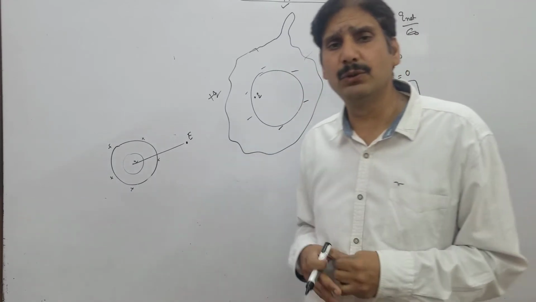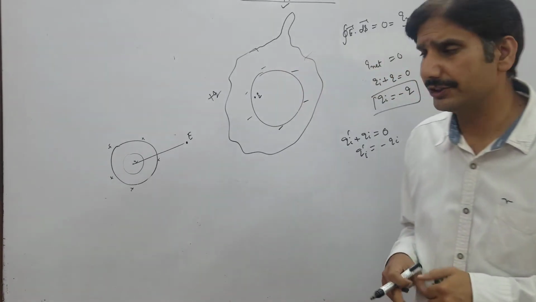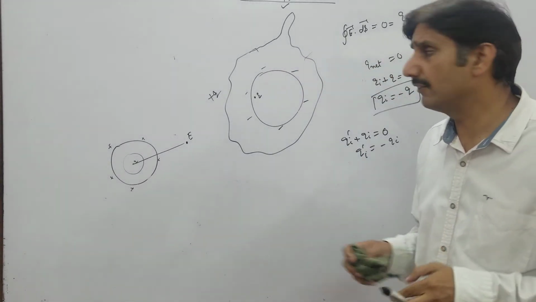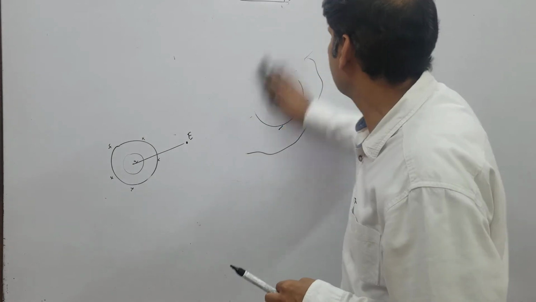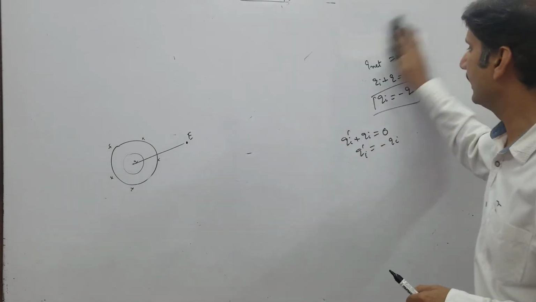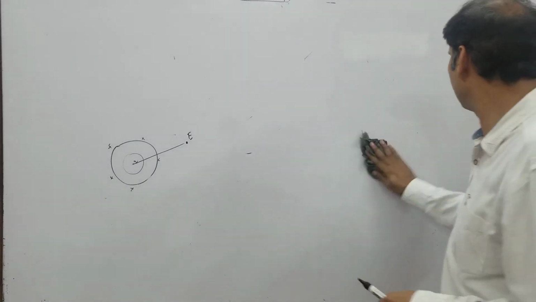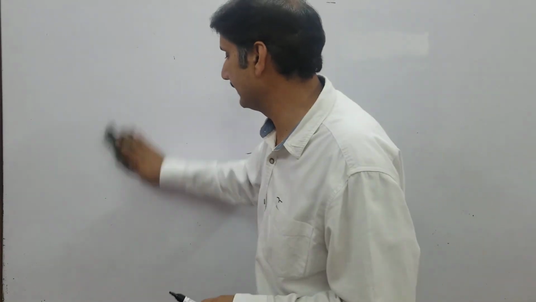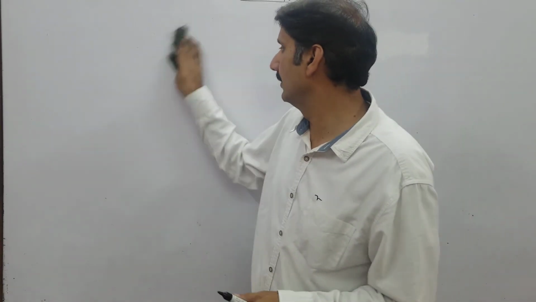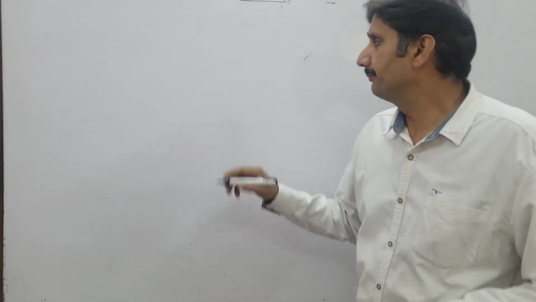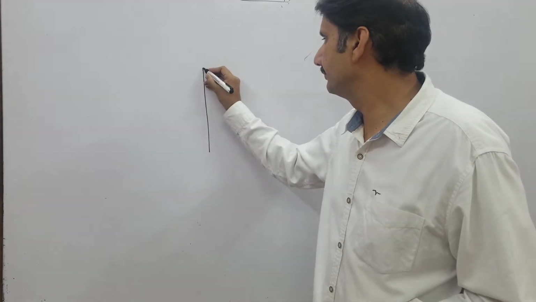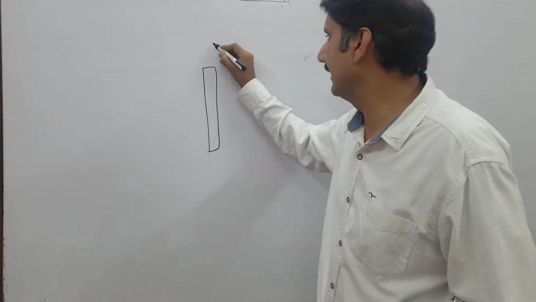Now there is one more very important category of questions about distribution of charges. Let's discuss that. I'll start from a very simple example and then I'll keep on increasing the degree of difficulty. I hope you'll follow. Let's say I've got a plate and I gave it charge Q.